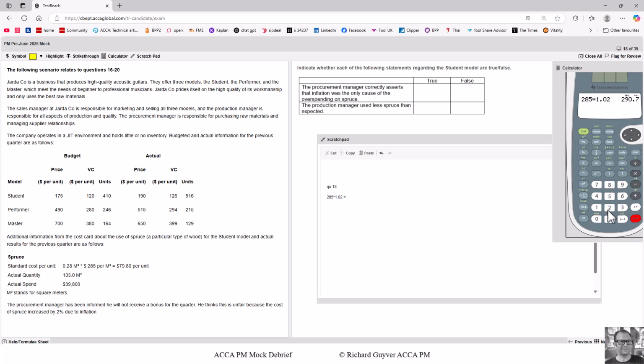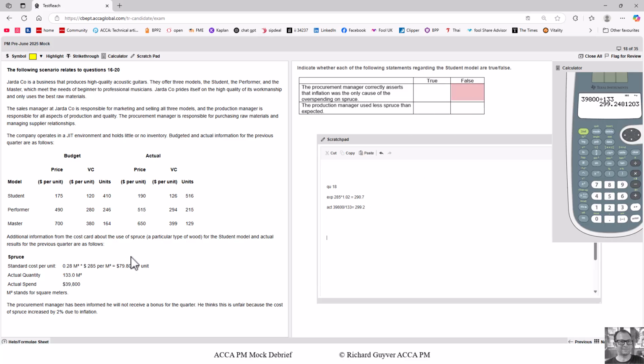The 285 we've increased by inflation is 290.70. That's a planning variance we've just done there. We've adjusted the standard to take into account this 2% inflation. It's not called that, but that's in essence what we've done. And the actual, they spent 39,800 on 133 square meters. 8299. So this is false. They've spent more than expected.